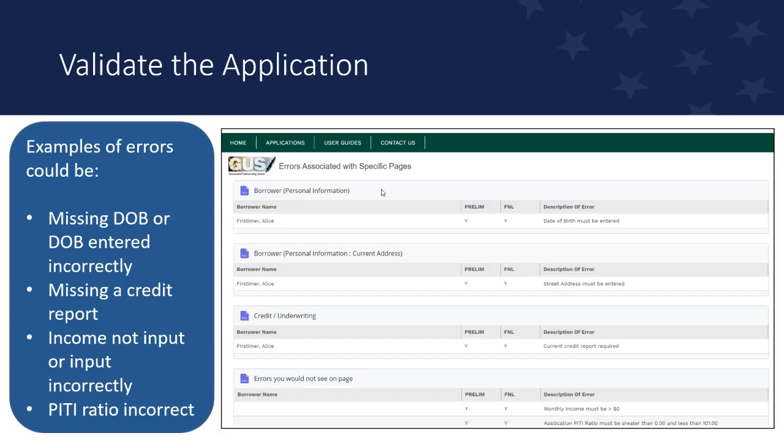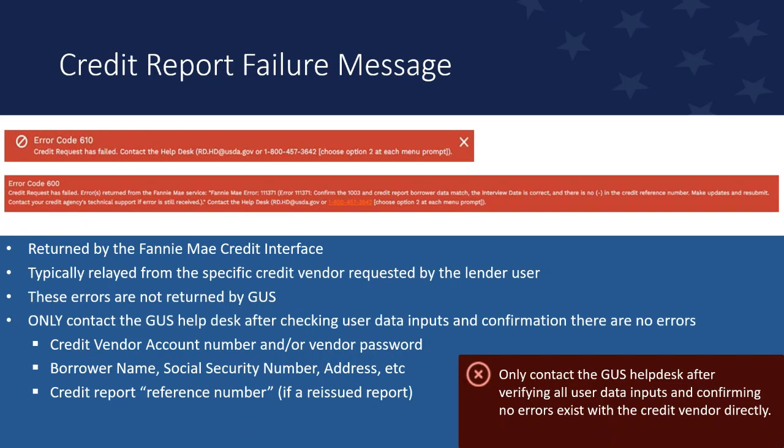Next to the blue icon, it shows the page or tab where the error is located, if it's for preliminary or final submission, and a short description of the error. You'll need to correct all validation errors before attempting submission. Submitting with errors will result in a failed transaction.